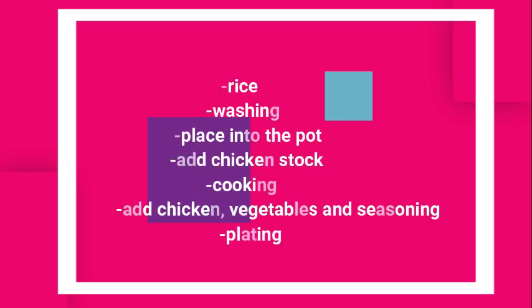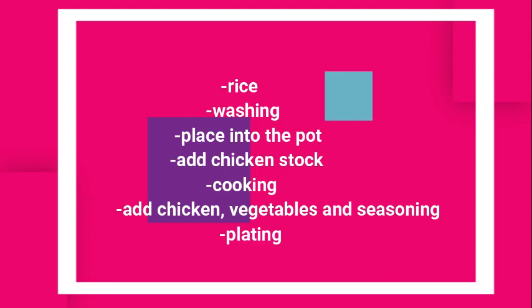There are 8 steps in making the porridge. Firstly, the rice that we receive from the supplier is washed and placed into the pot. After that, the stock is added and we let the rice cook. Then the chicken, vegetables and seasoning are added. After the porridge is done, it will be served to the patients.